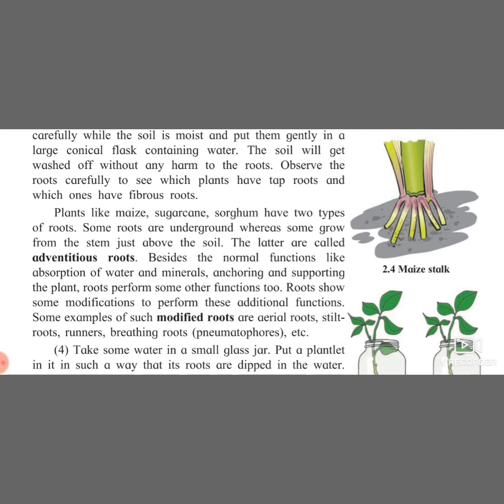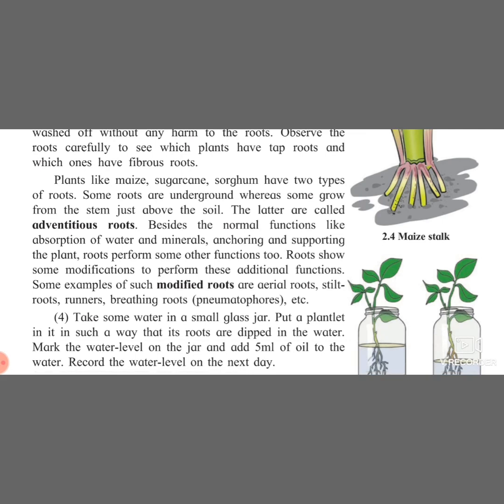Along with these, roots also perform some different functions too. Roots show some modification to perform these additional functions. So there are some roots which take some additional efforts to show these additional functions. Some examples of modified roots are aerial roots. Aerial root means you can see some plants growing on the trees above the soil. For example, on a mango tree you can see some different plants growing on it. So those are aerial roots, which are present in air.